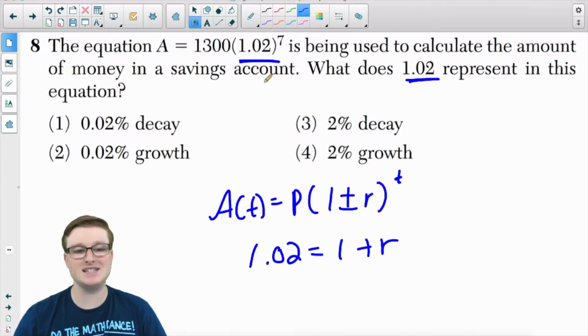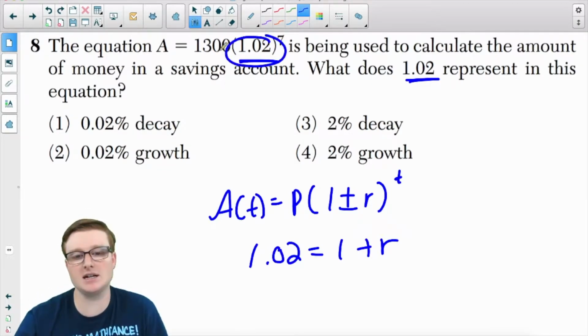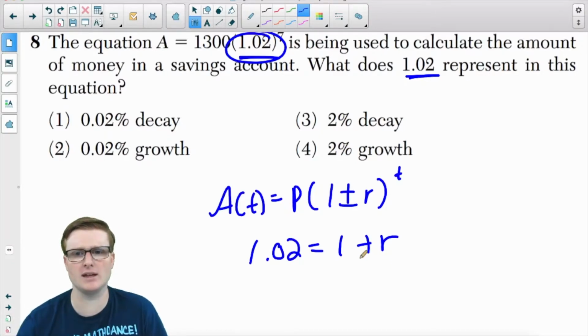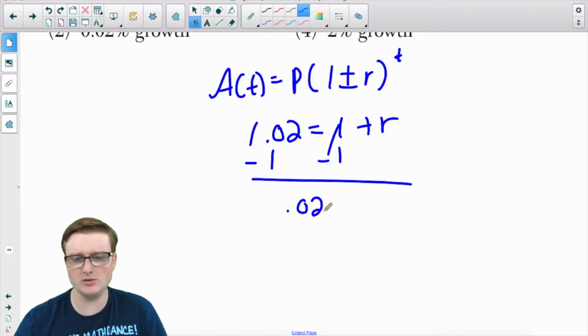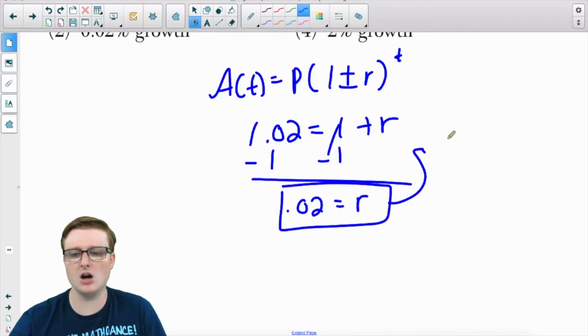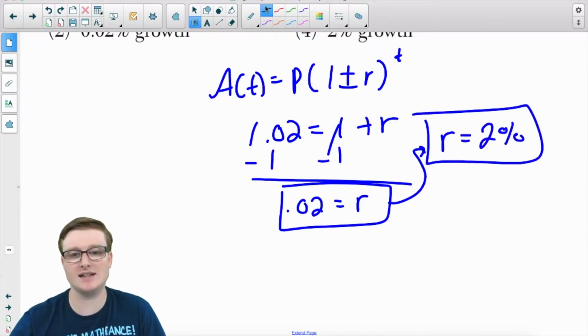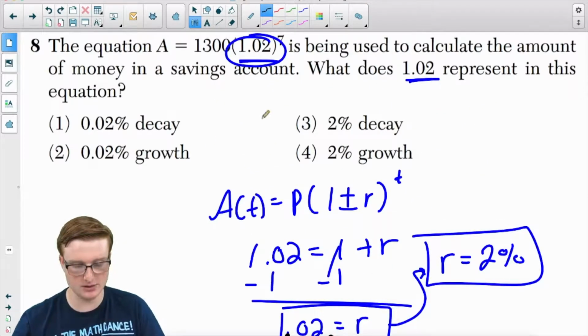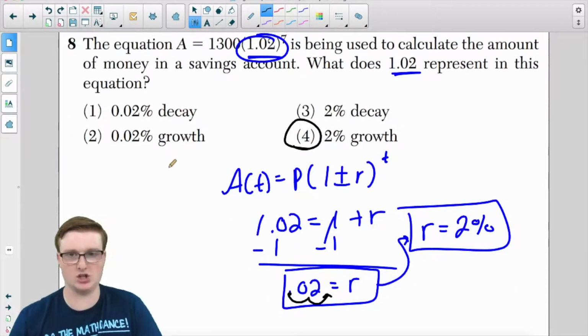Now remember that this is increasing because this number right here is greater than the number 1. So that's why I'm using my plus sign here. It's not minus. It's not decaying, it's growing. So we're going to subtract the 1 on both sides. We get 0.02 is equal to r, and r represents a 2% growth because we just take that decimal point and move it 2 places to the right. So this is 2% growth, which is choice 4 for that question.